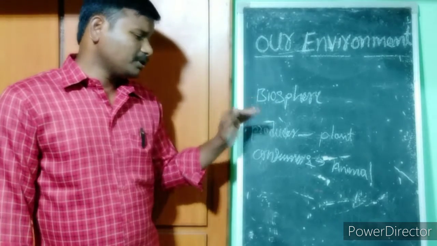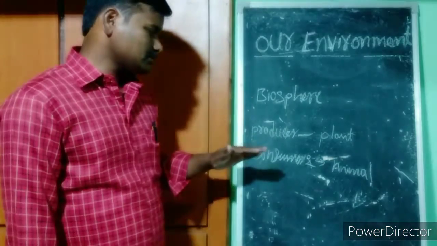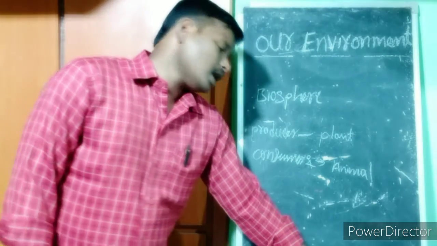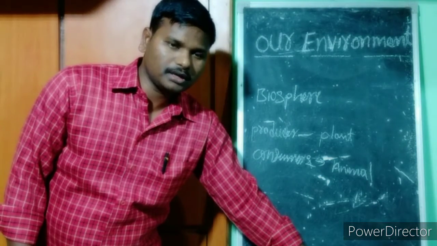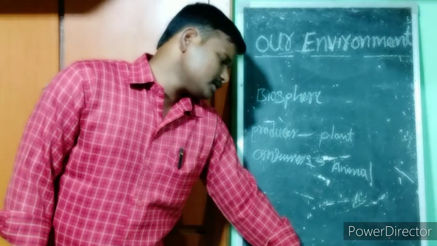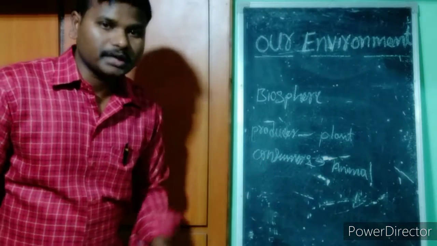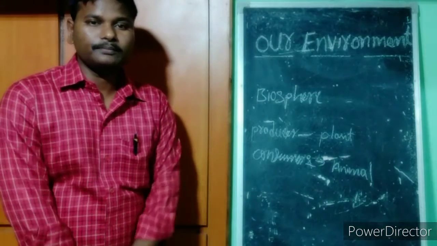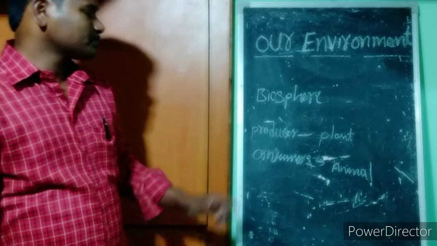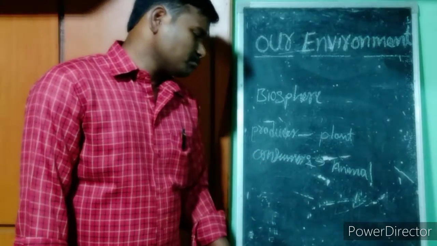So in this biosphere, two major elements are there. One is the producers, and the other is the consumers. Producers are also called autotrophs. And consumers are also called what? We can call them heterotrophs. Don't confuse. Okay. Autotrophs, producers. Heterotrophs, consumers. So this is called the biosphere.